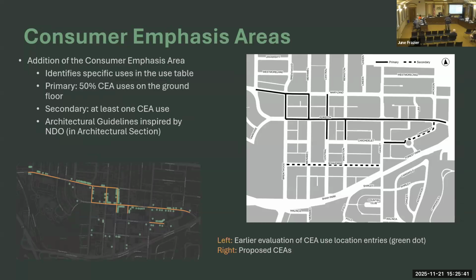And then we have a secondary emphasis area. That's the dashed line that you'd see on that map. That's just requiring a mixed use component, but we're not regulating the size or quantity of that space. You just have to have that component involved there. Additionally, there are some architectural requirements that come with consumer emphasis areas. The Northeast Downtown Overlay had a lot of great guidance and regulations around creating good retail space.